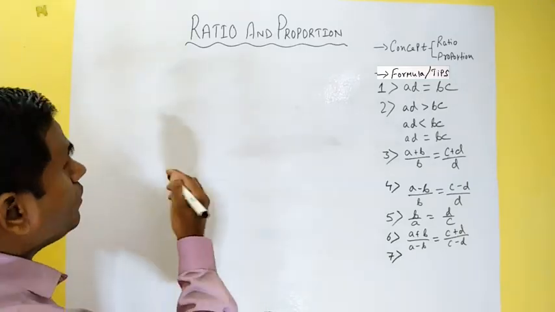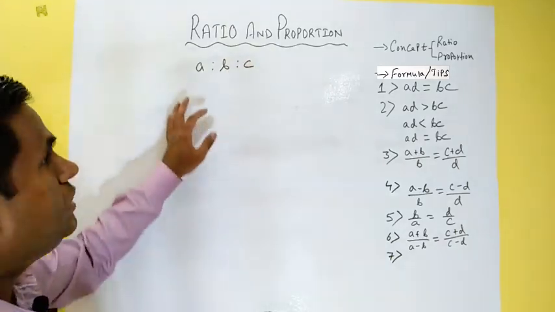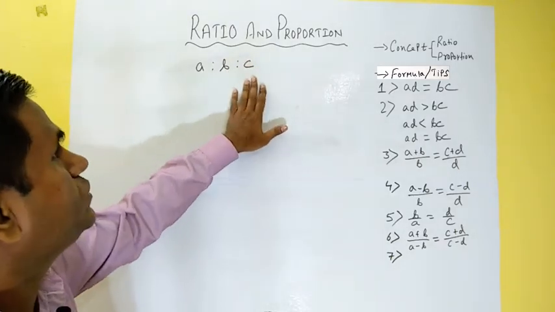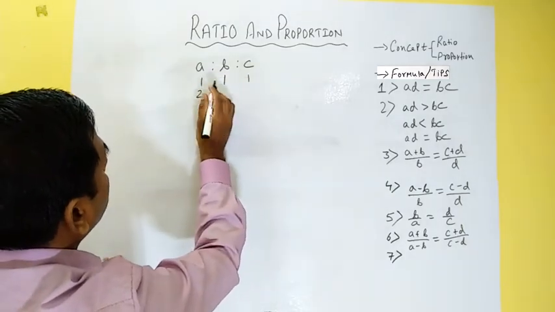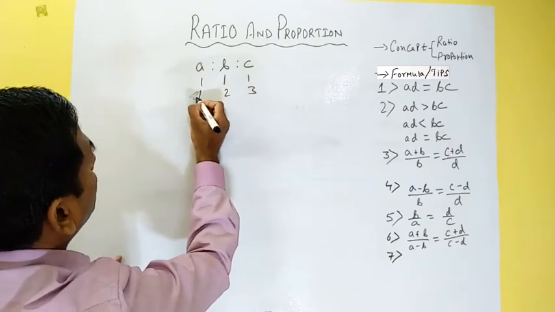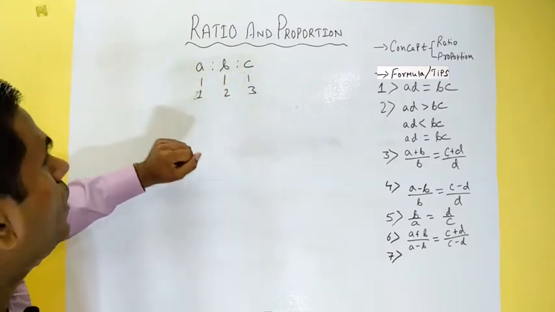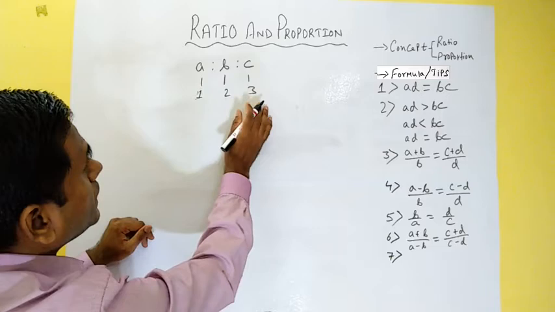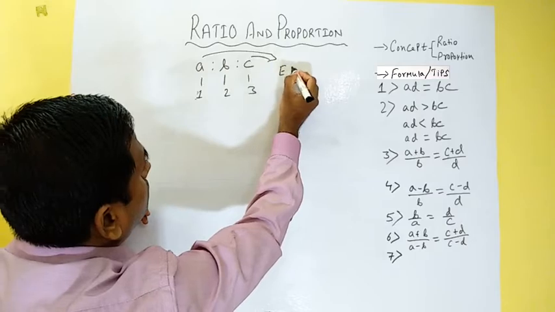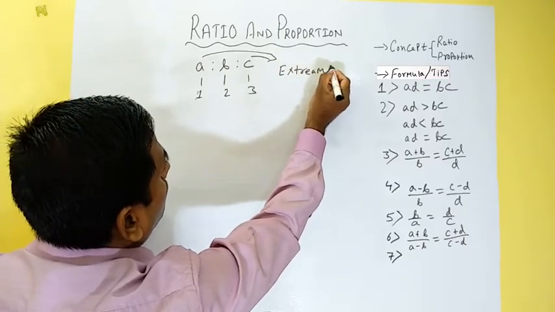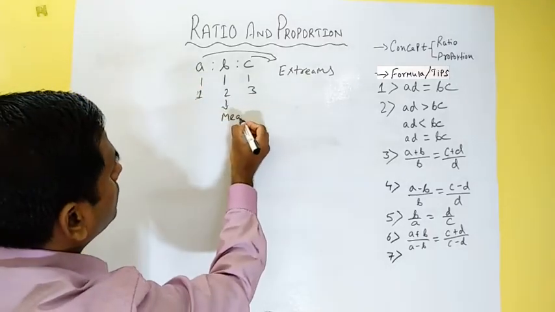So suppose we have a single ratio A is to B is to C. Here we are comparing three quantities. In this case, A is the first, B is the second, and C is the third. Since the first and the third are at the extremes, they are called extremes. And B is called the mean.